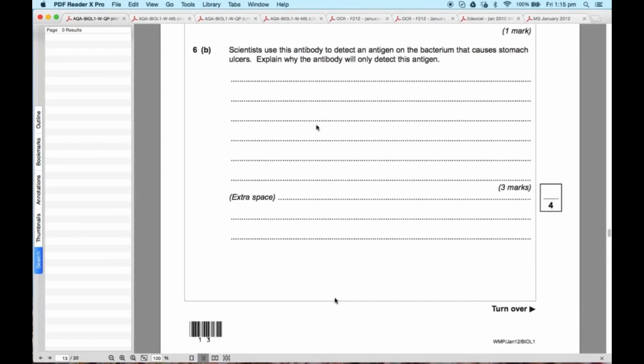Let's look at this question. Scientists use the antibody to detect an antigen on the bacterium that causes stomach ulcers. Explain why the antibody will only detect this antigen. Well, what's this question saying? Give reasons for that. It's exactly the same as the question we looked at the beginning of this webinar, and that's why is a protein specific? It's a different protein, but does that matter?